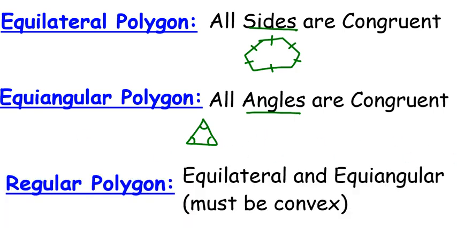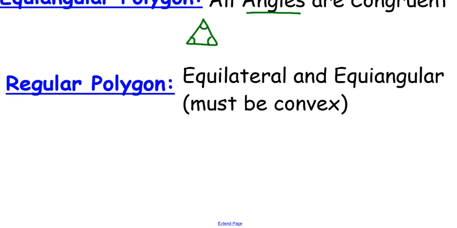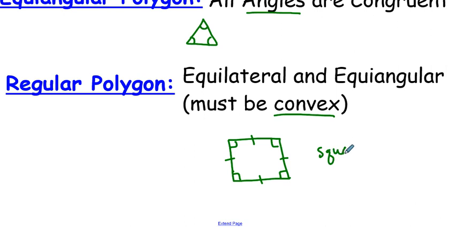For a regular polygon, it just has to be both of those things, and it's convex. So it has to be equilateral and equal angular and convex. The best example of this is a square. A square has four 90-degree angles, so they're all the same, and it also has four sides that are all the same. That's how we would draw a square, and a square is a regular polygon. So here's a square. That's a good example.